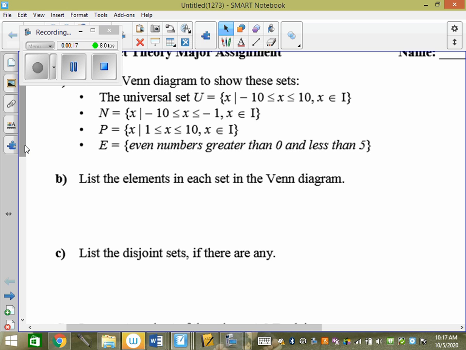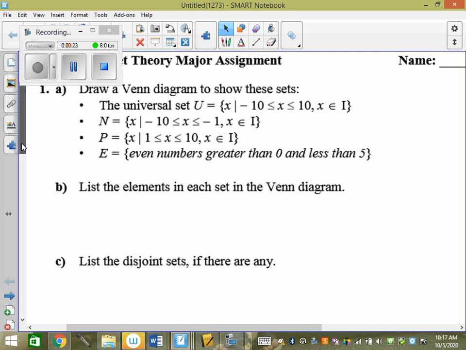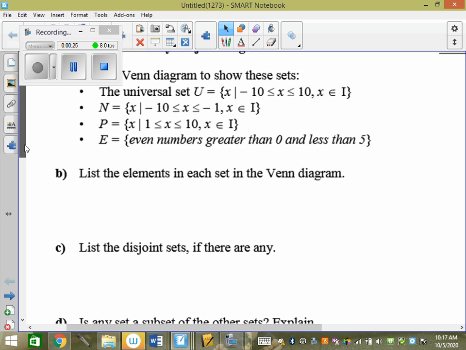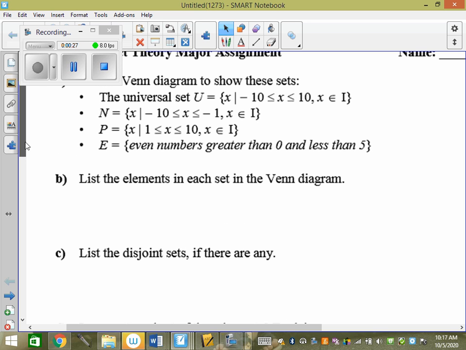So this one here says draw a Venn diagram to show these sets. You're going to draw one on the side on a separate sheet of paper, the universal set. I don't care if you write these questions down. I just want you to do the questions, okay? They don't need to be written down. This is just practice.